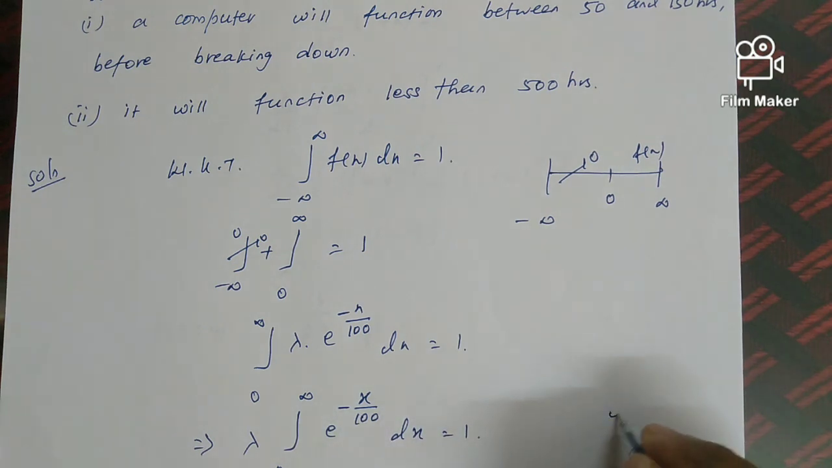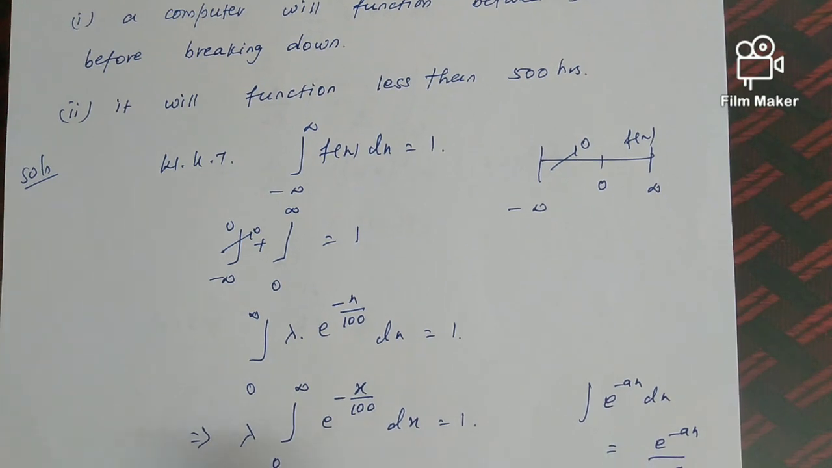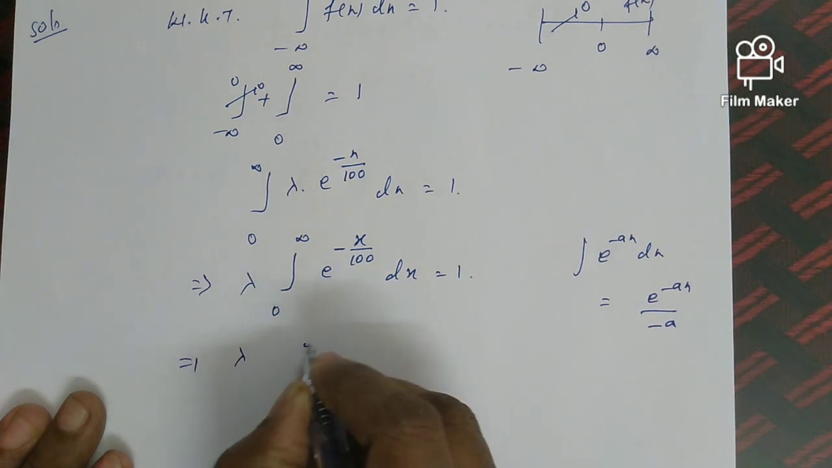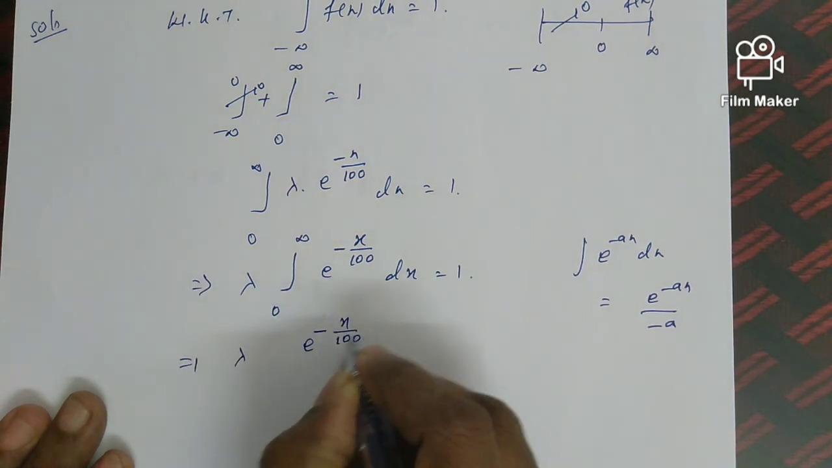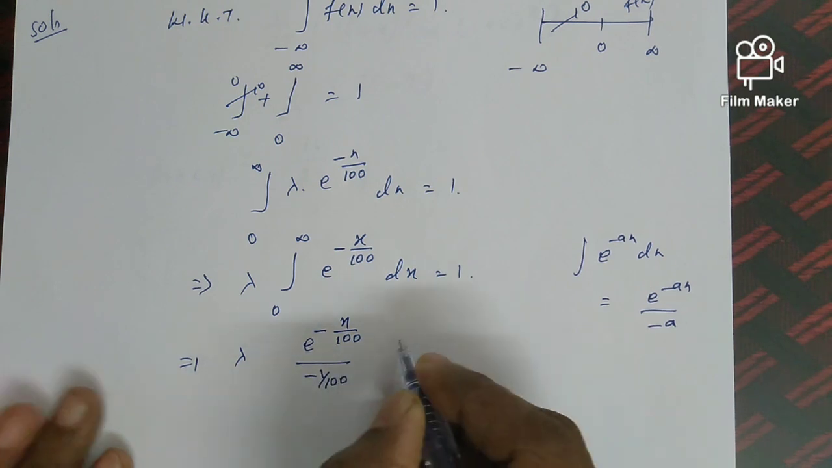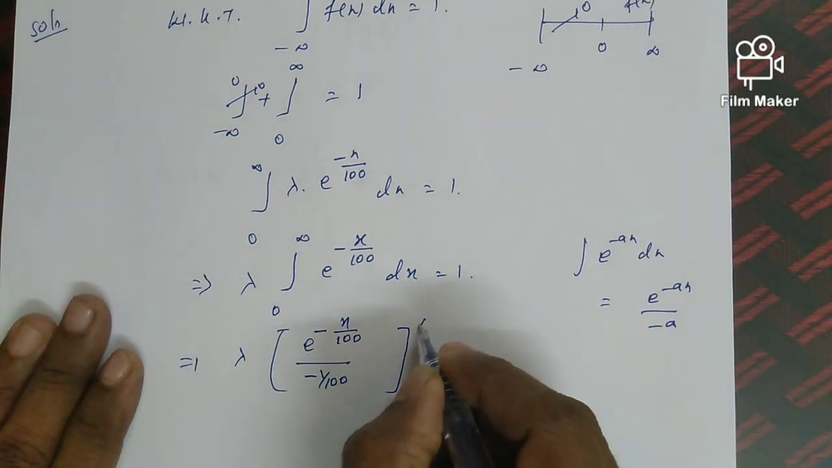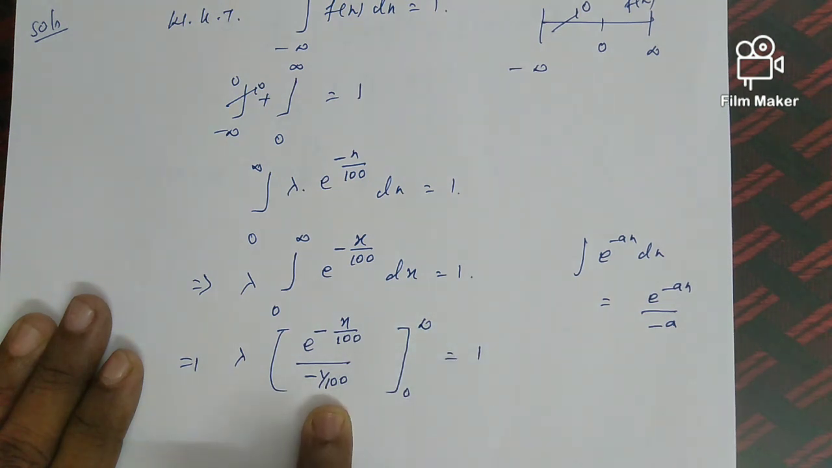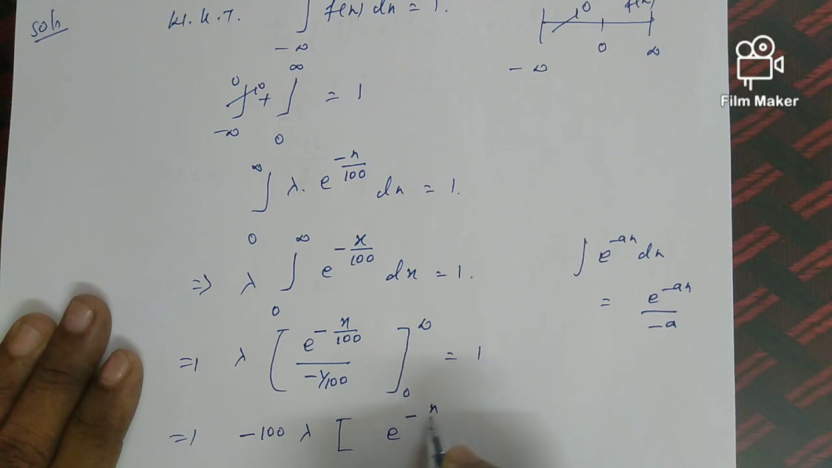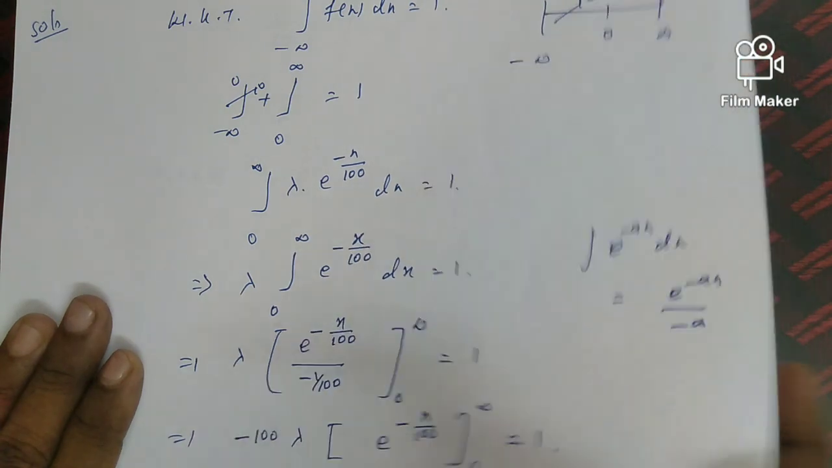The integration of e power minus ax dx, the result is e power minus ax by minus a. So based on that, it implies lambda into e power minus x by 100 divided by minus 1 by 100 with the limit 0 to infinity. Is it clear how we are integrating this? The next step, this 100 will come into the numerator. So it implies minus 100 lambda into e power minus x by 100 with the limit 0 to infinity equal to 1.